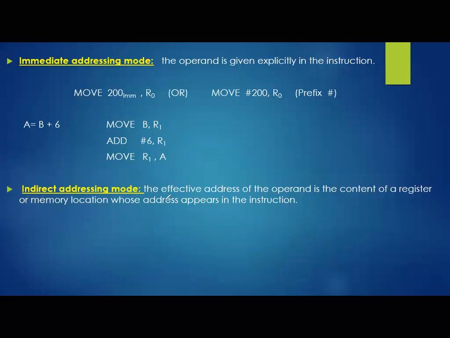Indirect addressing mode. The effective address of the operand, observe it carefully, effective address, not direct operand. The effective address of the operand is the content of a register or memory location. Both options we have. I can use register or memory location. Whose address appears in the instruction? Register or memory location address will be mentioned in our instruction. Inside this register or memory location, whatever value we have, that should be considered as the effective address. Remember this.